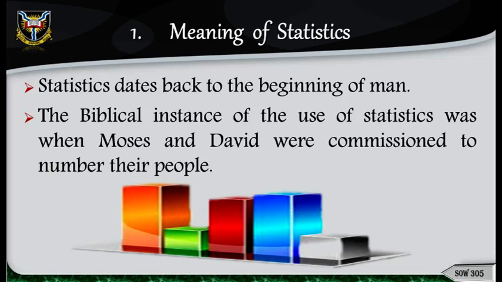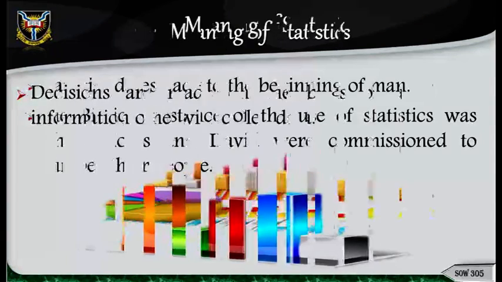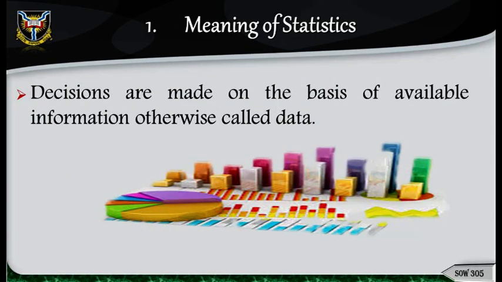The publication of Graunt's Natural and Political Observations on Mortality in 1662 was a step towards a scientific method of statistics in the social sciences. Decisions are made on the basis of available information, otherwise called data. According to Spiegel, 1961, statistics is the scientific procedure for collecting, compiling, analyzing, summarizing, interpreting, and presenting information in numerical form with a view to making valid inferences and decisions.